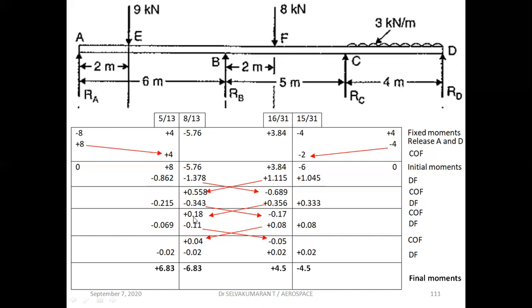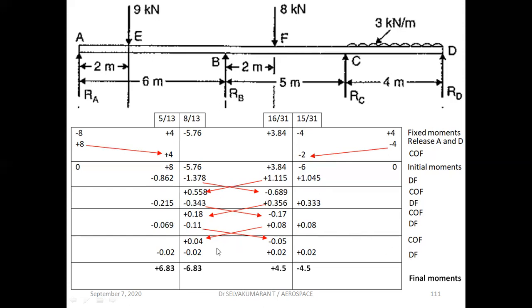Then plus 0.18. I want to balance it, so I should consider minus 0.18 multiplied by 5 by 13, minus 0.18 multiplied by 8 by 13. Here minus 0.17, so I should consider plus 0.17 multiplied by 16 by 31 and 15 by 31 distribution factors. Again you carry over plus 0.08 into 1 by 2, minus 0.11 into 1 by 2, the carryover.